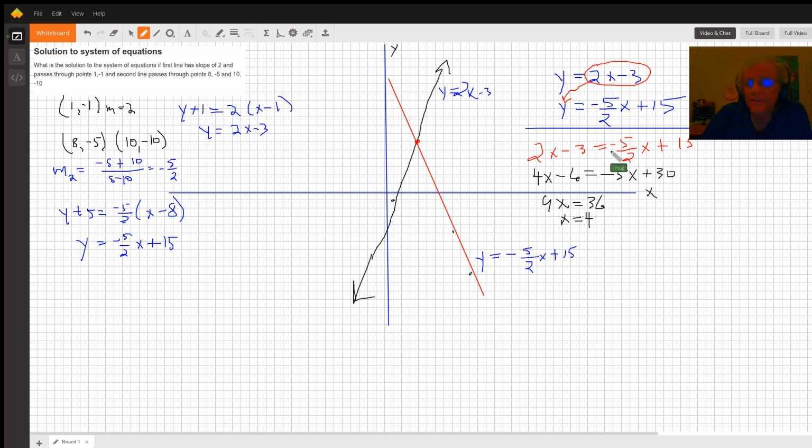And when x is 4, I can substitute into either of these equations to solve for y. If I substitute it into the first equation, 2 times 4 is 8, 8 minus 3 is 5. So it turns out, as we concluded on Desmos, I didn't get a very accurate graph here. They should have intersected there. So the line should have looked like that, which is why we usually don't solve systems by the graphing method. But the point of intersection, or the solution to the system of equations, is the ordered pair.